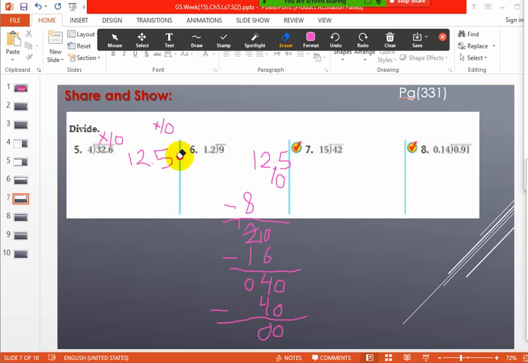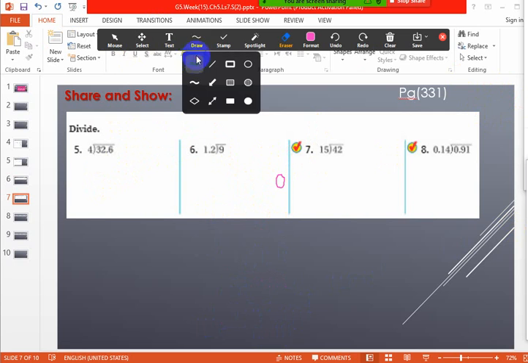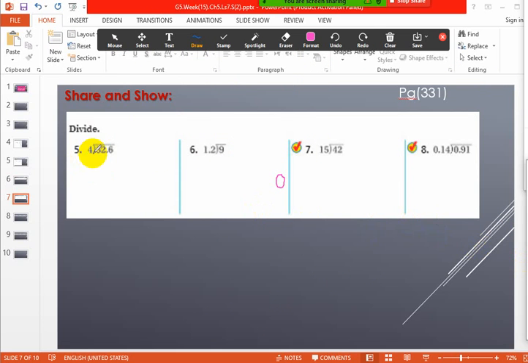And I want you to start with the first one. 32.6 divided by 4. Okay, let's see now who will help me to divide the numbers. Yes, Basma, open the mic. Okay, now let's start. 3 divided by 4. Can I divide the 3 by 4? Very good. 32 divided by 4.